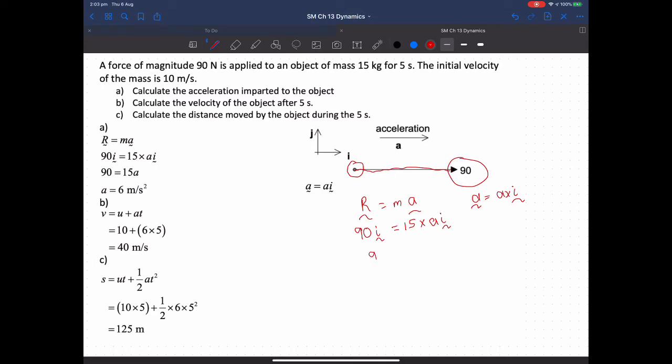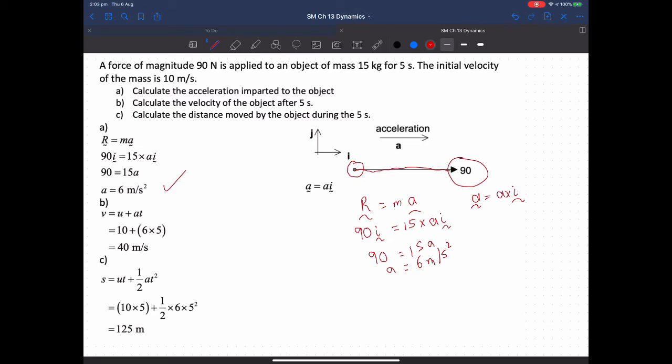So we now have 90 equals 15A. Dividing both sides by 15, A is equal to 6 meters per second squared. So we now know our acceleration.